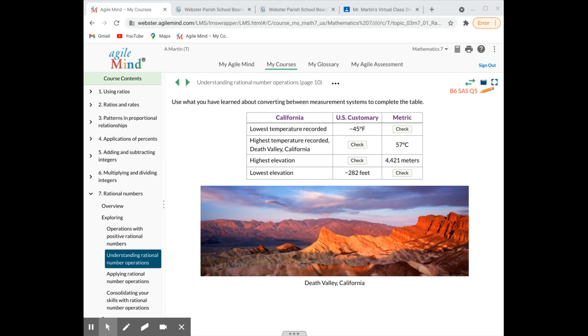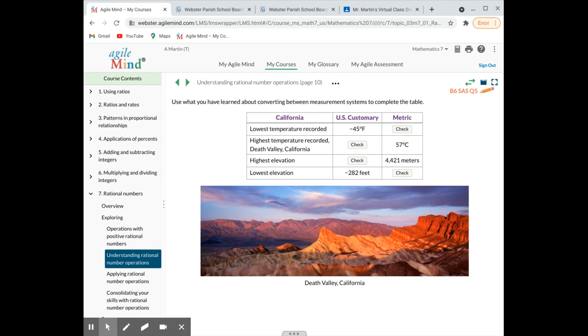All right, so if you would, Miss Sarah, would you read this for us, please? Yes, sir. Use what you learn about converting between measurement systems to complete the table. And so it gives us the lowest temperature recorded is negative 45. We have to determine the metric measurement for that, which would be Celsius.